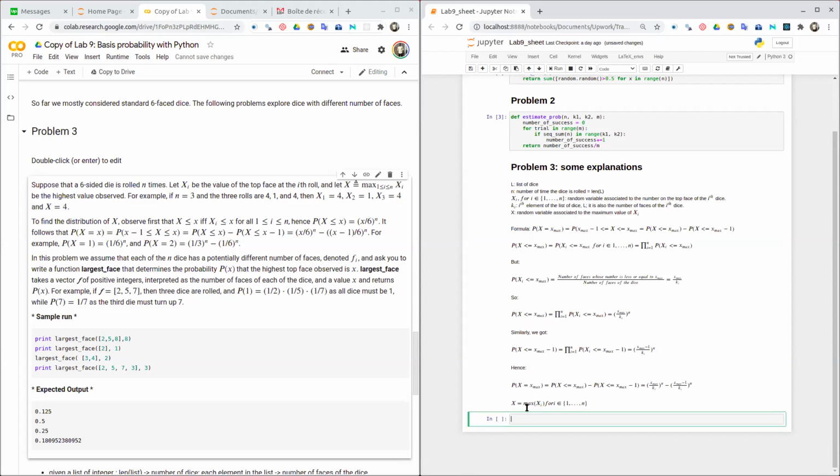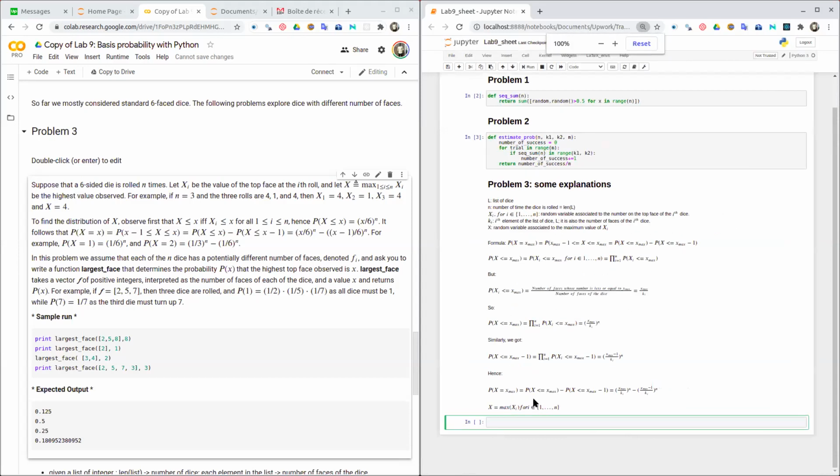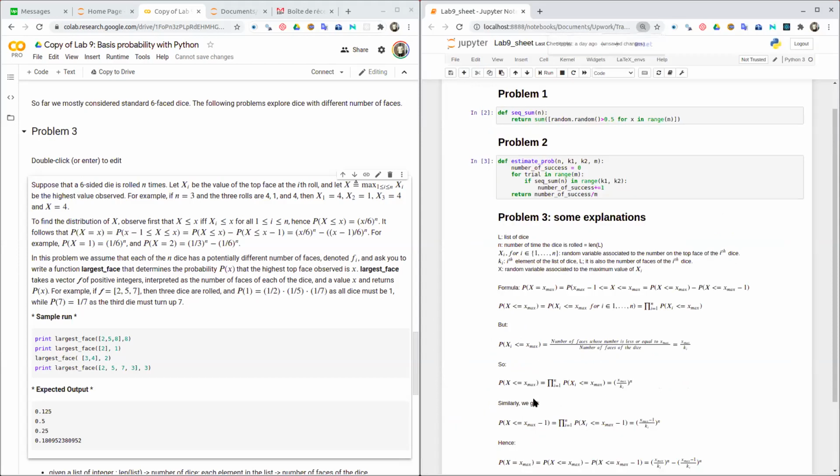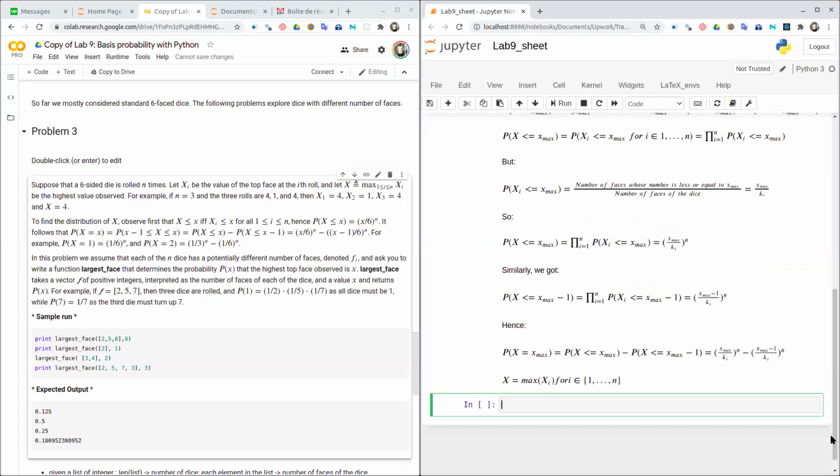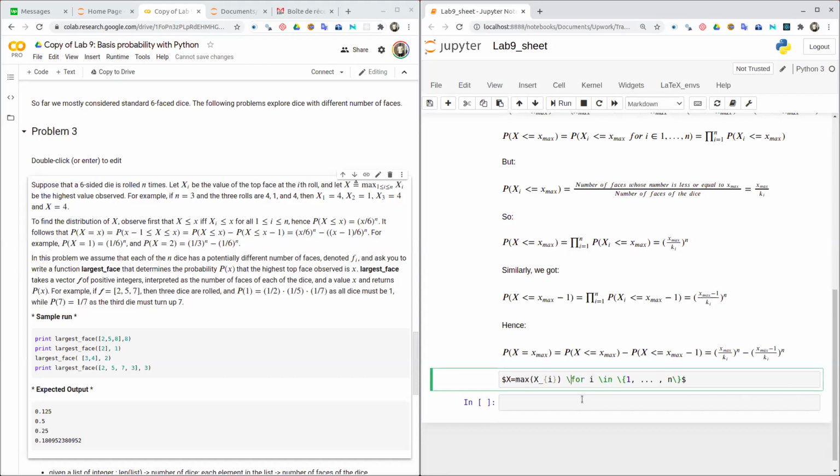You agree with that? This is the max value of the xe. Sorry, I cannot see clearly. Can you zoom in a little bit? So x is equal to max. Okay, I can see it now. So x is equal to the max value of xe. So it is in the list of faces, right? The list of faces appearing after rolling each dice. Yes.